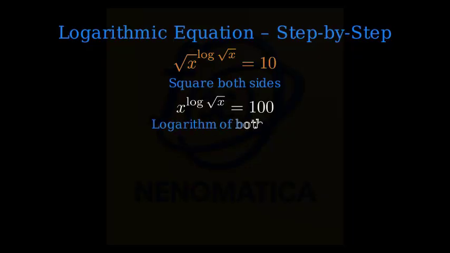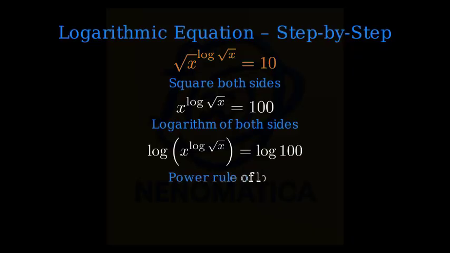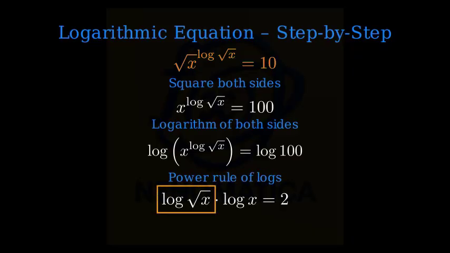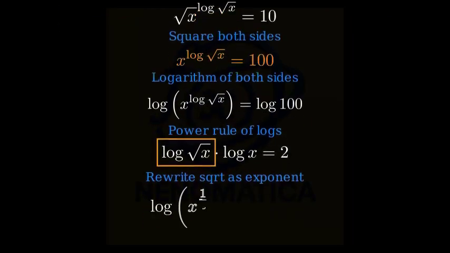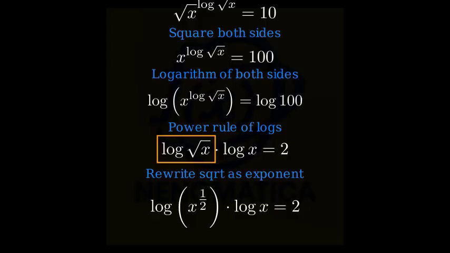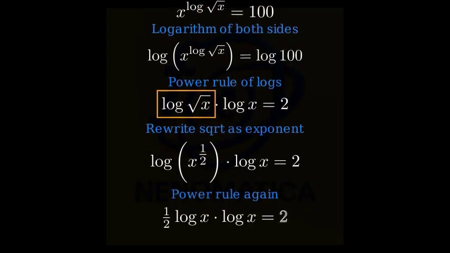Step 2. Take the common logarithm of both sides. Step 3. Use the power rule of logarithms. Log of a to the b equals b times log a. So, log of the square root of x times log x equals 2. Step 4. Rewrite the square root of x as x to the 1/2. Step 5. Apply the power rule again on log of x to the 1/2. That brings 1/2 out front.